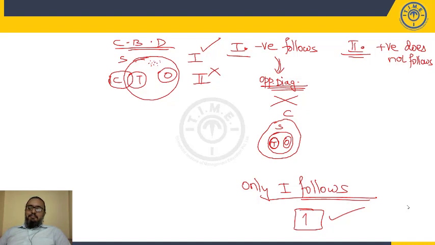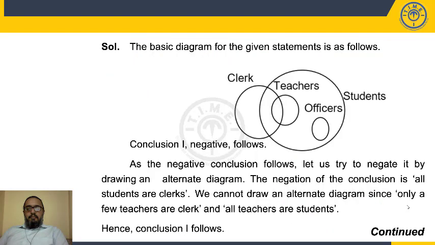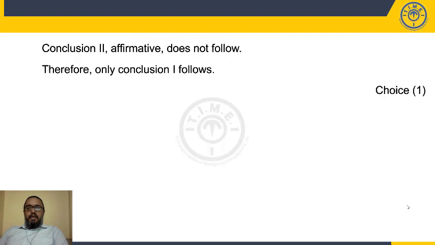Okay, got it? Yeah. Choice 1. Yeah, only one follows. Choice 1. So these are the 5 questions you have in this set. Got it? Okay. Yeah. Next.